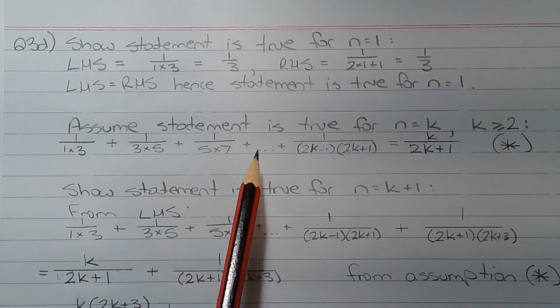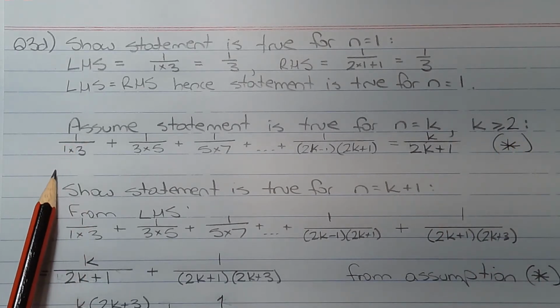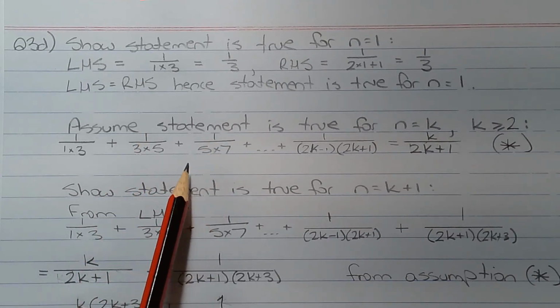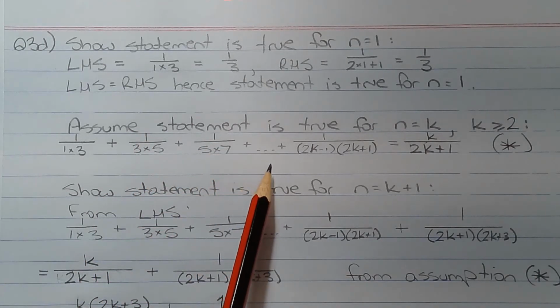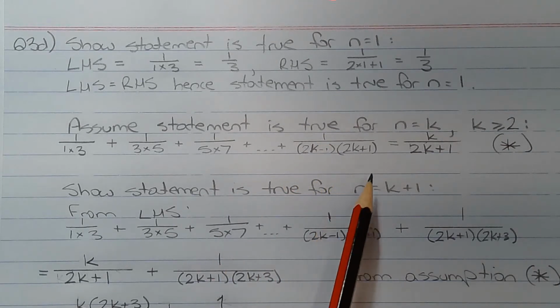Next, we assume the statement is true for n equals k for integer values of k greater than or equal to 2. That is, 1 over 1 times 3 plus 1 over 3 times 5 plus 1 over 5 times 7 plus ... plus 1 over (2k minus 1) times (2k plus 1) is equal to k over (2k plus 1).